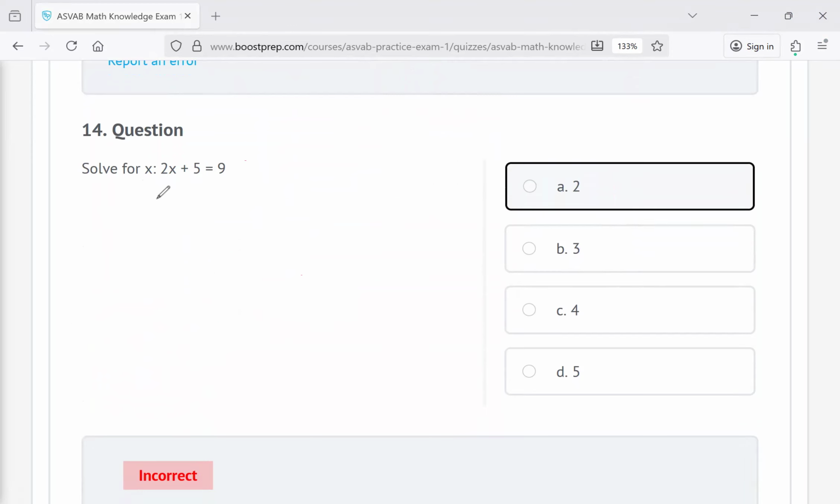Okay, question 14, solve for x. So we have 2x plus 5 equals 9. So we're dealing with a one-step and two-step equation. When you're dealing with a one or two-step equation, I'm going to write out the rules because it can get complex. First rule is, before you move things around, check if you can collect like terms. Okay, so that's what I will do first.